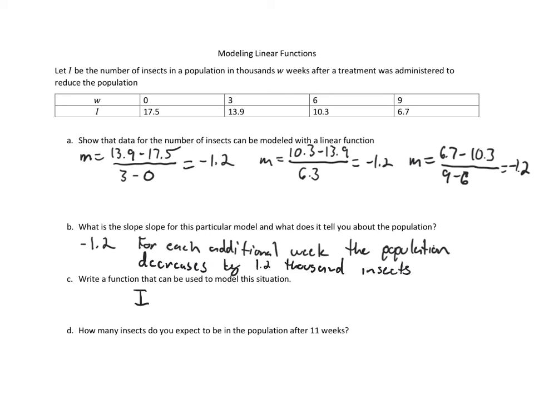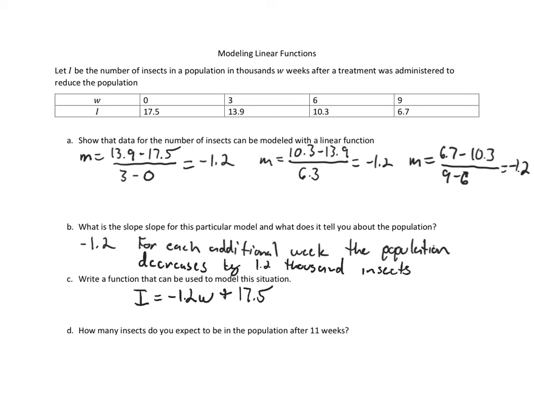So we know I is our output, and a linear function is the slope times the input, in this case negative 1.2. So negative 1.2 W, and then plus the initial value. The initial value corresponds to when the input is 0. So at 0 weeks, we have 17.5 thousand. So negative 1.2 W plus 17.5.